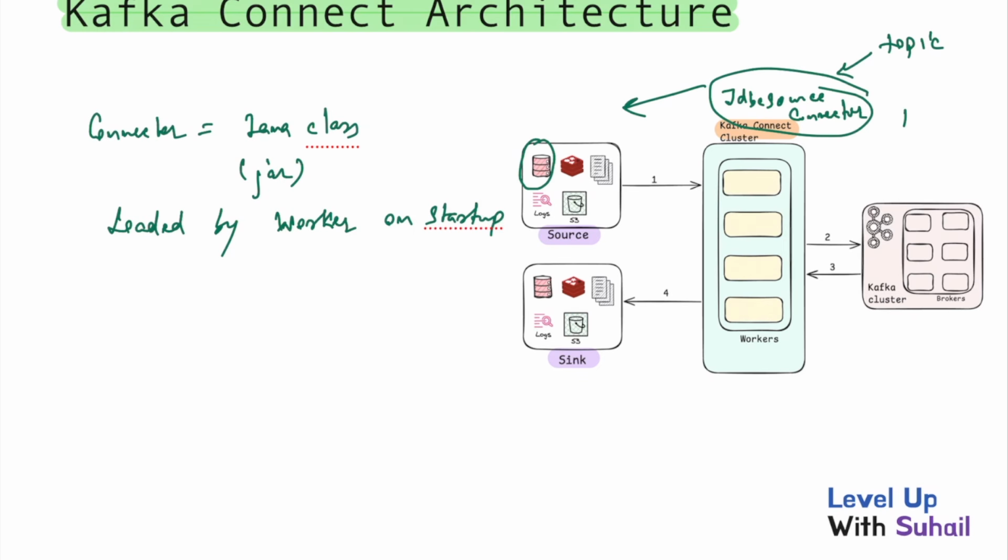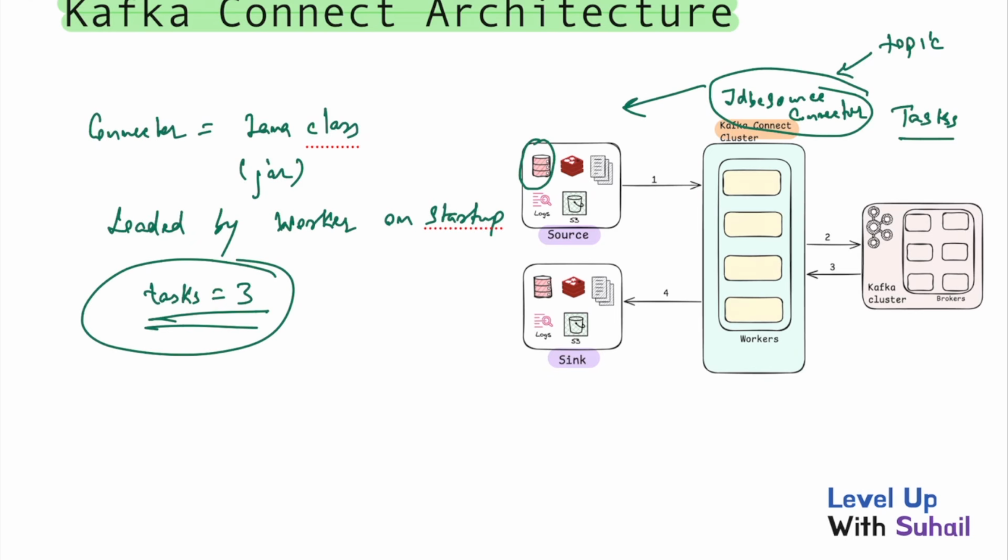And how many tasks it wants. A connector has to specify at least one task, and if you need more parallelism, you can define more than one task. So for example, if you specify the tasks as 3, that means for a particular connector, you would have 3 parallel tasks. It is similar to having 3 partitions. Then these tasks are executed by the workers.